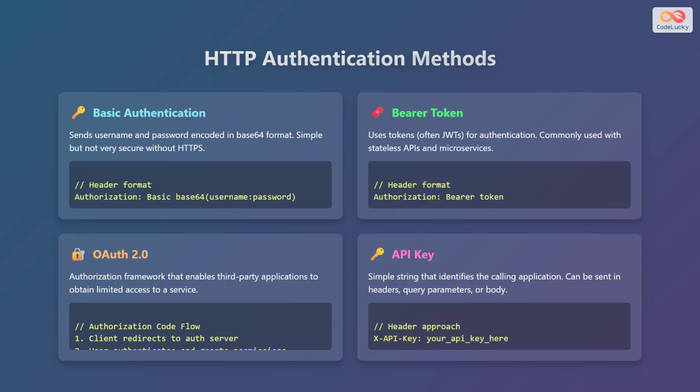Bearer token uses tokens, often JSON Web Tokens or JWTs, for authentication and is commonly used with stateless APIs and microservices. OAuth 2.0 is an authorization framework that enables third-party applications to obtain limited access to a service. API key is a simple string that identifies the calling application and can be sent in headers, query parameters, or the body.